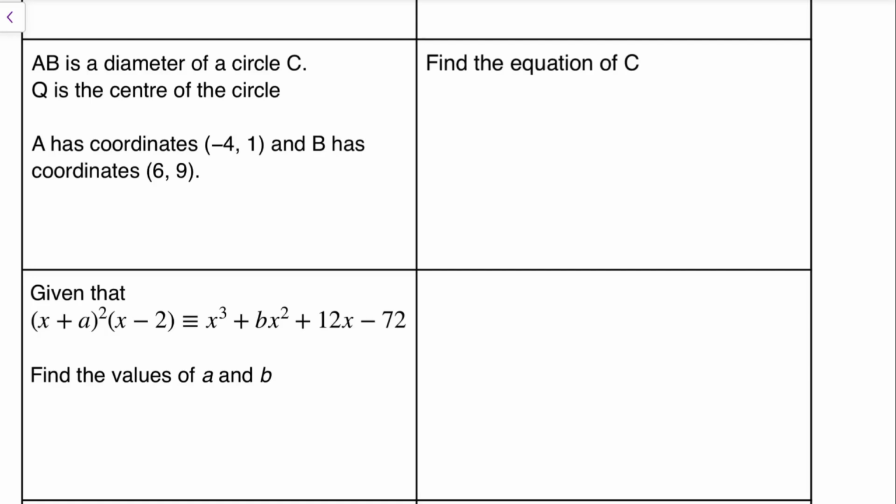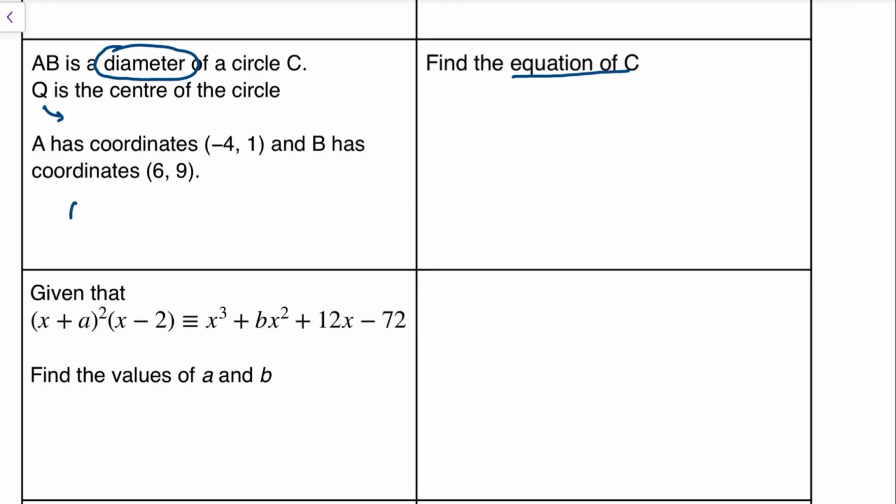Okay, AB is a diameter of a circle C, Q is the centre of the circle. So in other words, Q is my centre. A has coordinates 4, minus 1, and B has coordinates 6, 9. Right. Key to this question is the word diameter over here. Before I've even read what to do, I'm going to recognise that Q is halfway between A and B. Continuing. Find the equation of C.